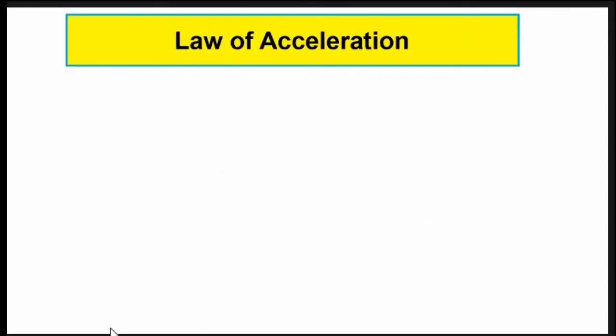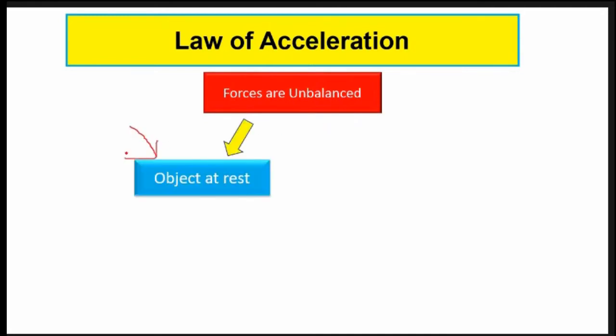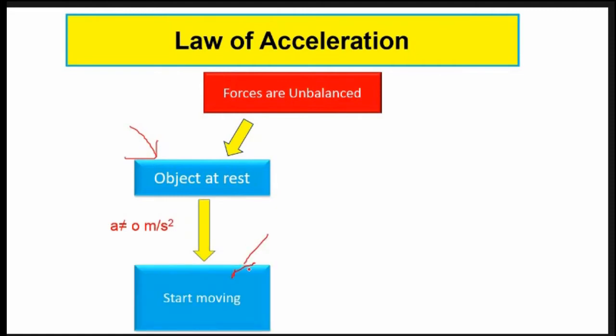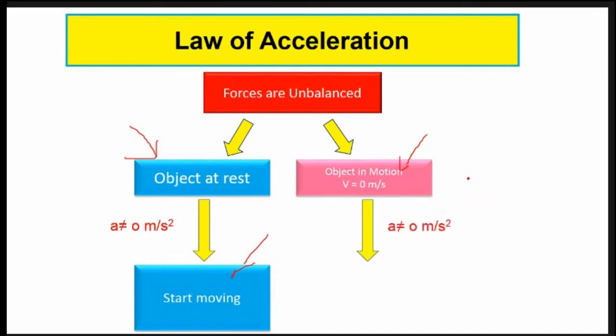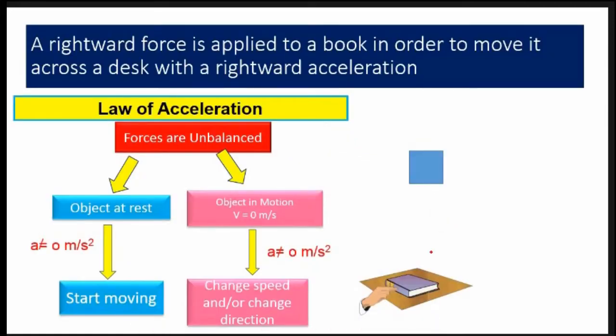So when we say law of acceleration, it means that if the object experiences unbalanced forces, if it is initially at rest, then it will start moving. And if the object is in motion, meaning it is already running, then one of these things will happen: it either will change its speed or change its direction, or both. Okay, so that's it.